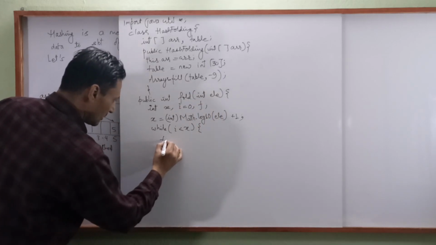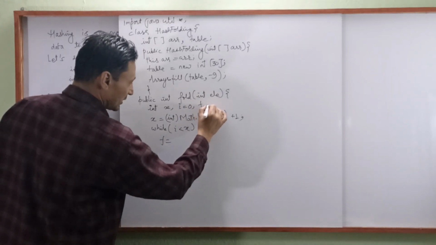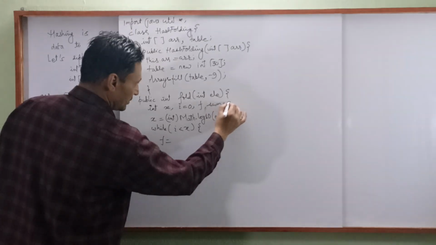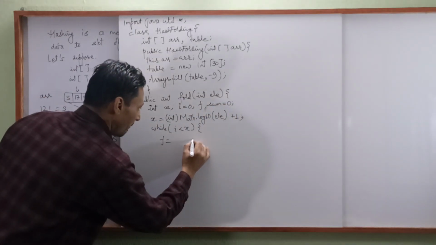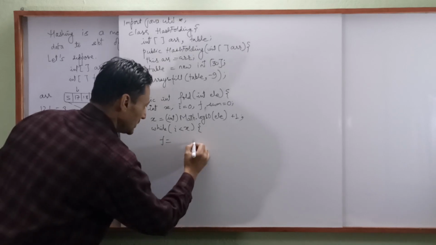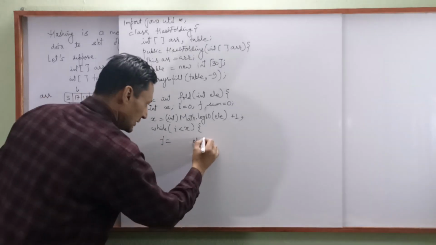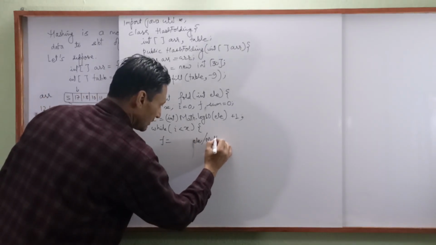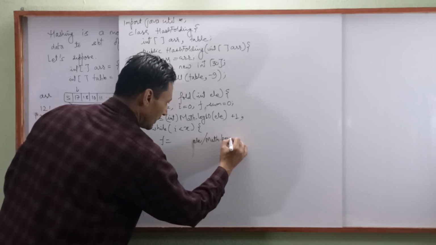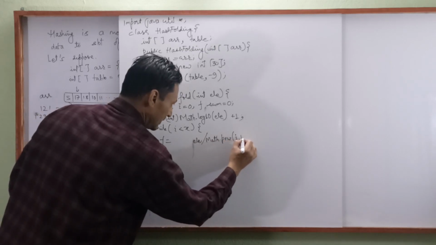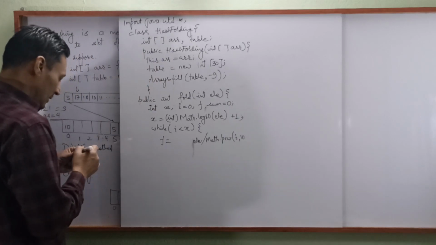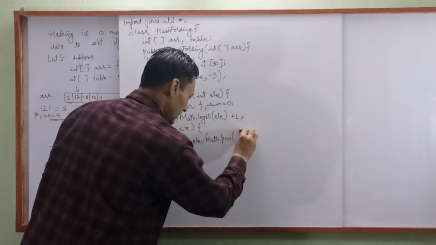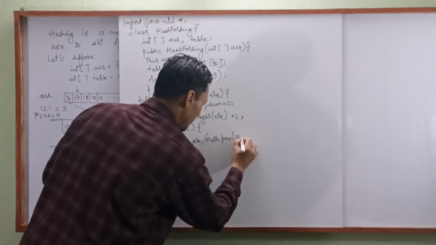Okay, f is equal to... we have to get the sum, so we have to declare sum also. Sum is equal to 0. F is equal to element divided by math dot power I comma 10. Okay, not I comma 10, we have to raise 10 to the power I, so 10 comma I.